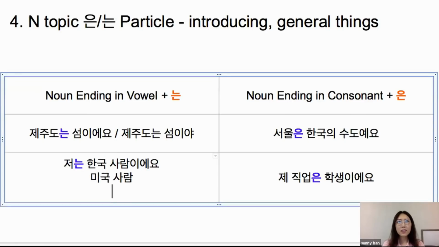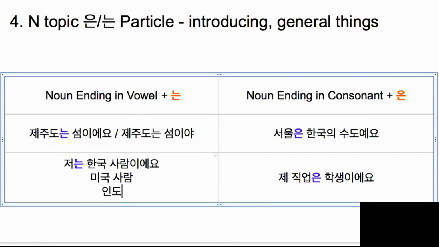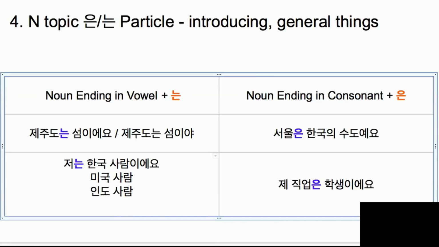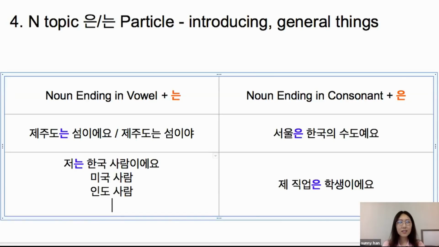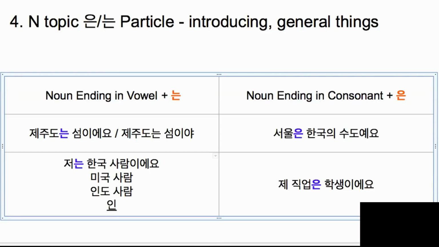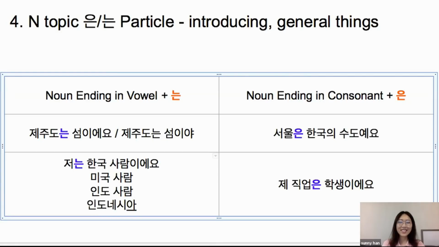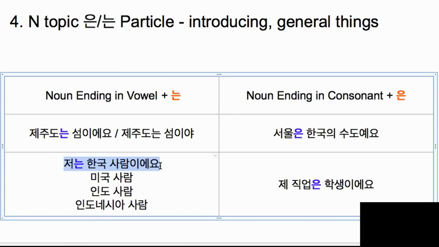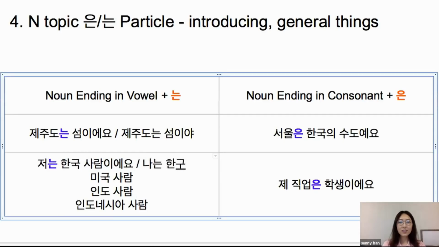그 다음에 인디아, 인도 사람. 인도 사람이에요. 인도네시아 사람. Correct. Indonesia 사람, correct. Okay, good. So what about informal way? This one. 나는 한국 사람이야. Very good. 나는 한국 사람이야. This one.